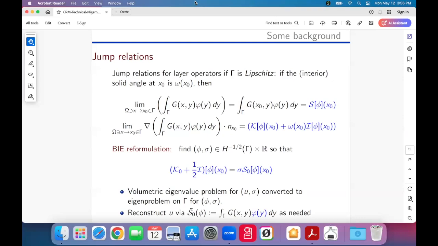Okay. So let's recap what I've done. I had a volumetric eigenvalue problem. I've converted it to an eigenvalue problem that only lives on the boundary now. Okay. The eigenfunction that I'm getting is not the one I wanted. Instead of getting u, I'm getting phi. But I can reconstruct u just by remembering that u is the single layer of phi. Okay, so I just have to integrate.